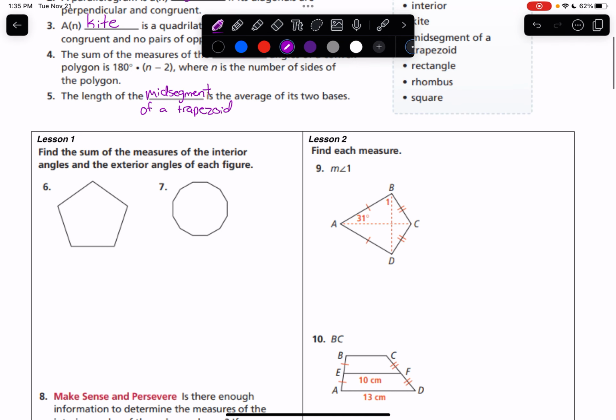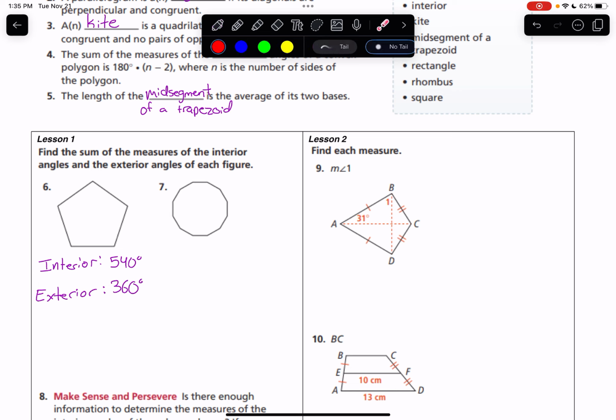Find the sum of the measures of the interior angles and exterior angles. Number 6 is a pentagon. You may have memorized this one. The interior angles have a sum of 540 degrees. The exterior angles always have a sum of 360 degrees.